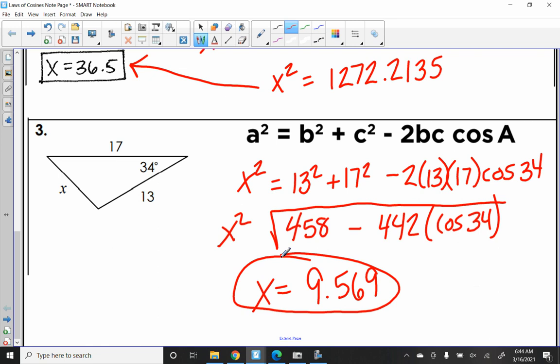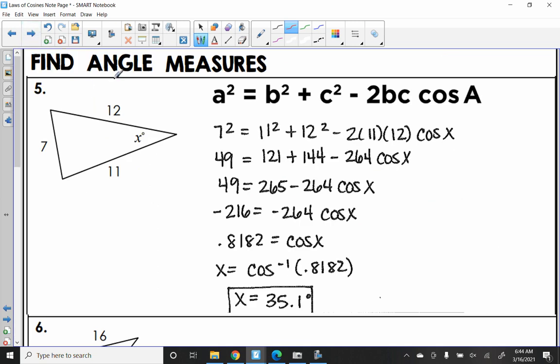We'll worry about making sure we have it in our calculator correctly later on. But right now, I just want to get through this video so you have a good idea on how we use this formula. So turn it back and we'll look at how we find an angle. Okay.